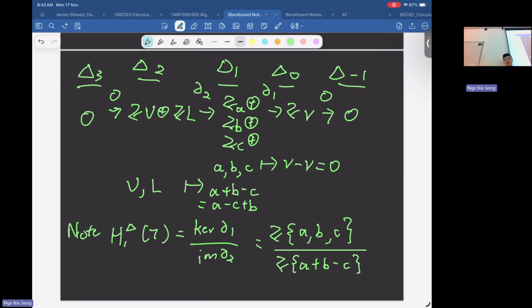Anyone know how to compute this? Actually, this is a quotient of a module, or a quotient of a vector space. Have you guys learned the quotient of vector space before? No, only learned quotient group, right? Okay. So how to do this?